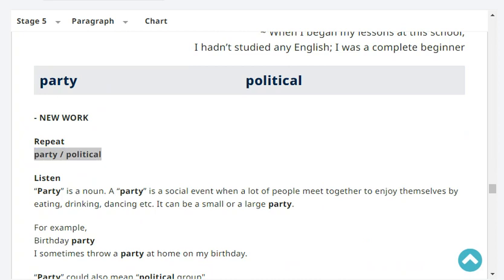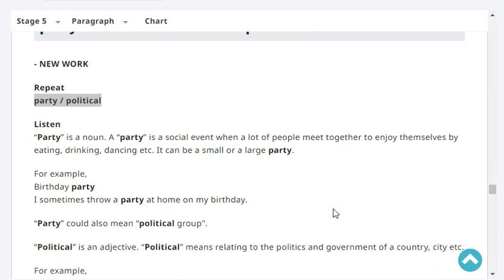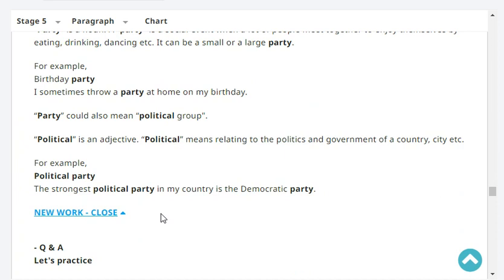The word party is a noun. A party is a social event when a lot of people meet together to enjoy themselves by eating, drinking, dancing, etc. It can be a small or a large party. For example, birthday parties. I sometimes throw a party at home on my birthday. Party could also mean political group, like the Jiminto.